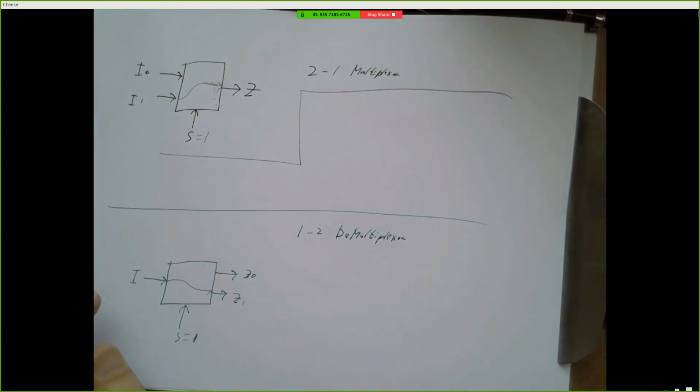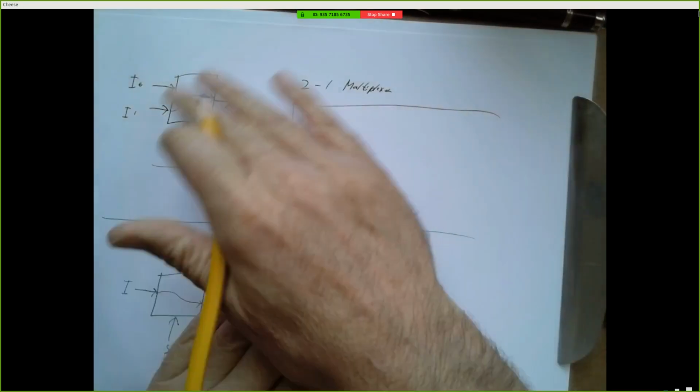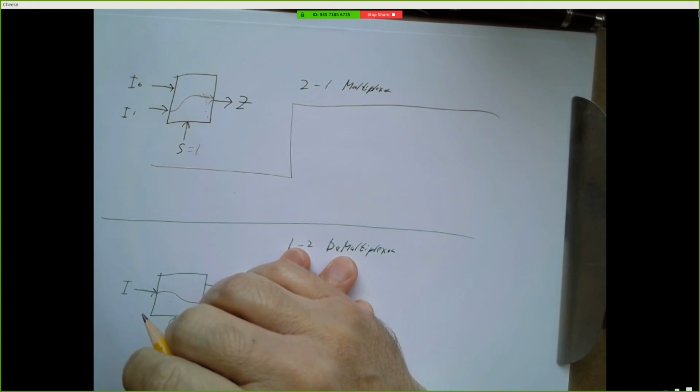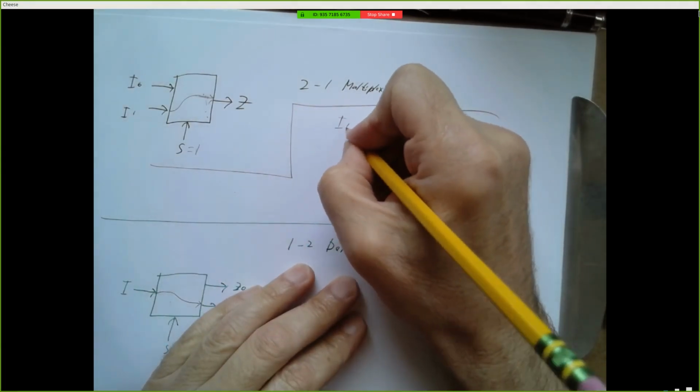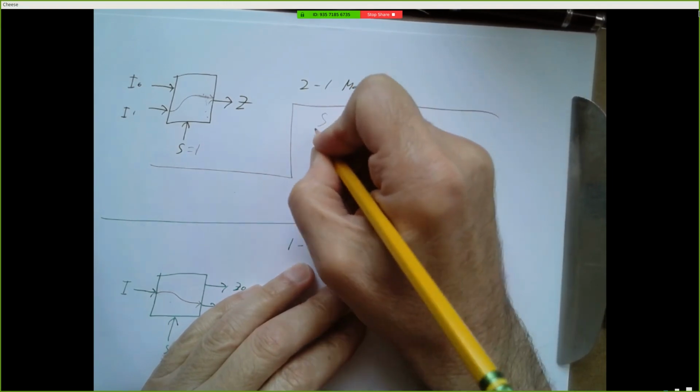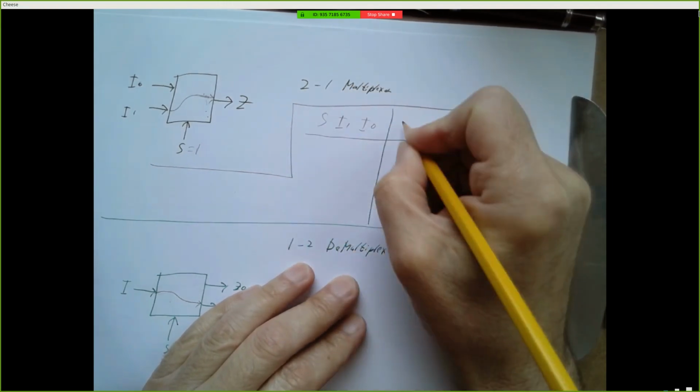So, and this, yeah, we got a few minutes left. So we have two inputs, and we have a select line, and we want an output.